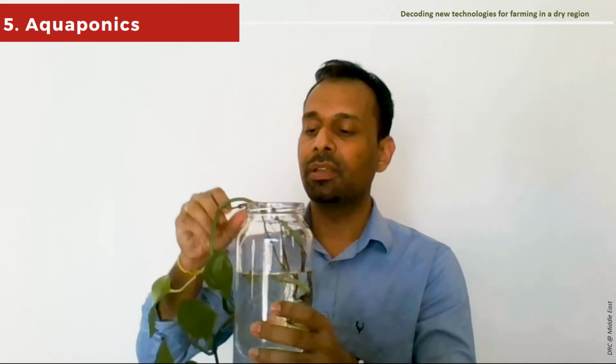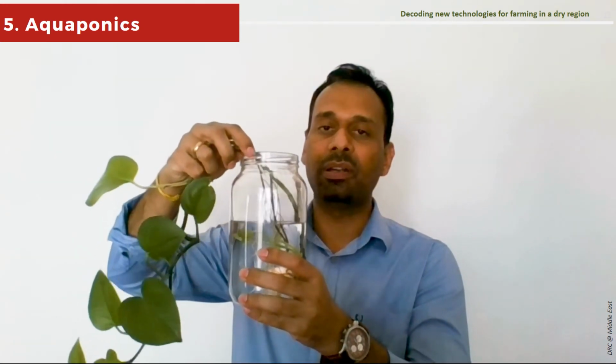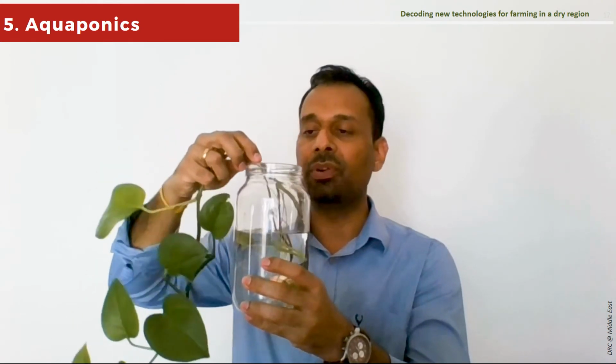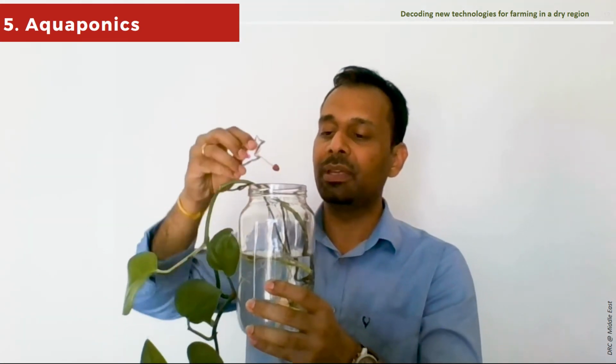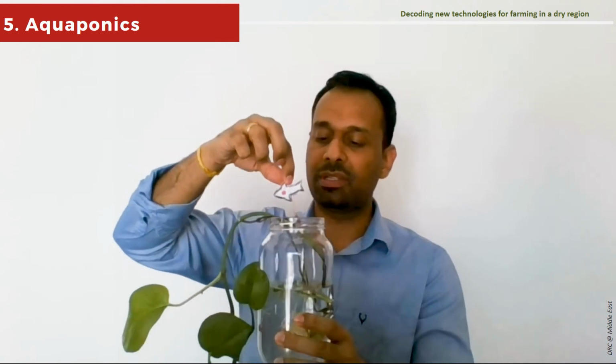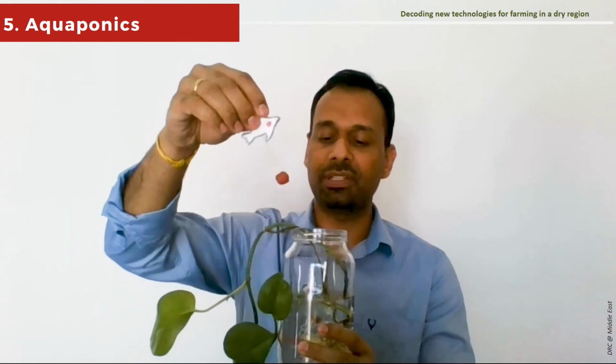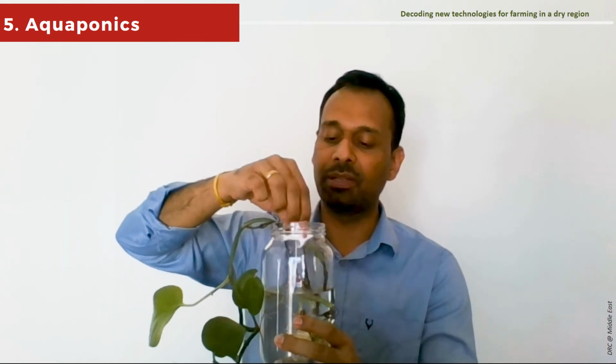So it is similar to a hydroponic system where you have a plant and water, and the plant absorbs nutrients from the water. But apart from the plant, in an aquaponic system there's also fish, which also survives in the water. So if you see, these are the fishes for the demonstration which I'm putting in the water.